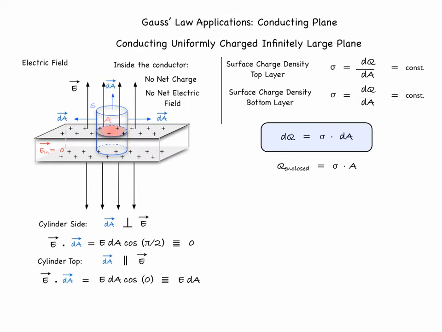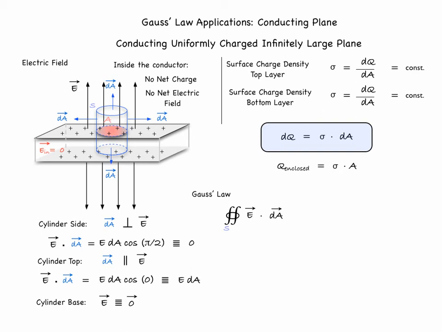Here we will have to treat the base and the top ends separately. So for the cylinder top, the area vector will be parallel to the electric field vector, so we'll have E dot dA equals E dA. And for the cylinder base, since we have no net electric field inside the conductor, E dot dA will be zero. There will be no electric flux through that base. And now we're ready to apply Gauss's law.